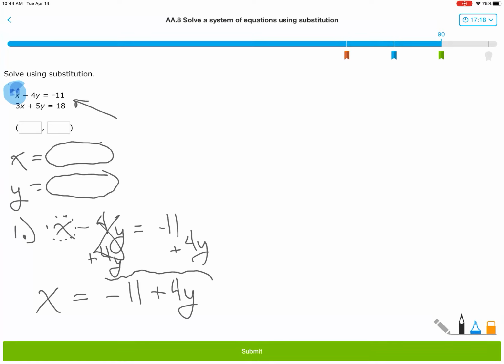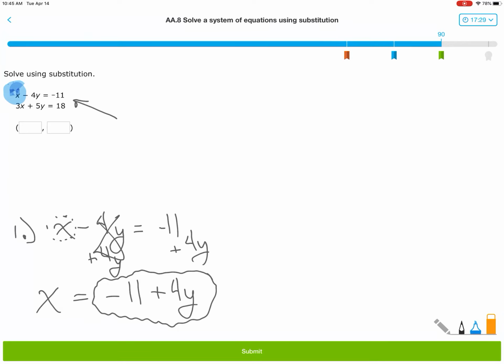X equals negative 11 plus 4y. And like I said before, I'm kind of going to circle that so I have it. I'm going to get rid of these so they don't confuse us. I have my answer from step one circled. I know it's right there. Step two says to take that answer from step one, that's why it's circled, and put it back into the other equation for x. So it's going to go right into there.